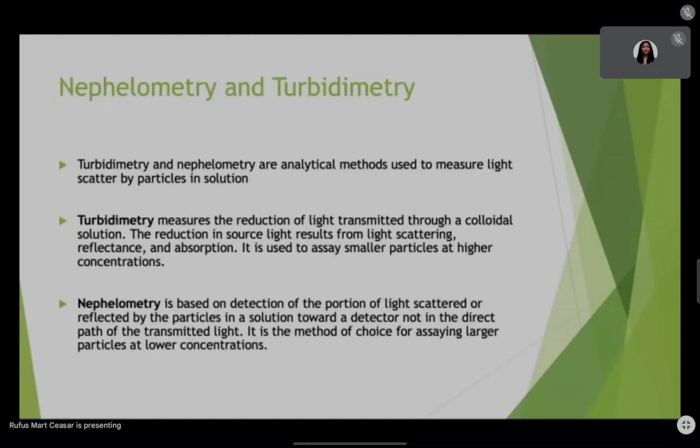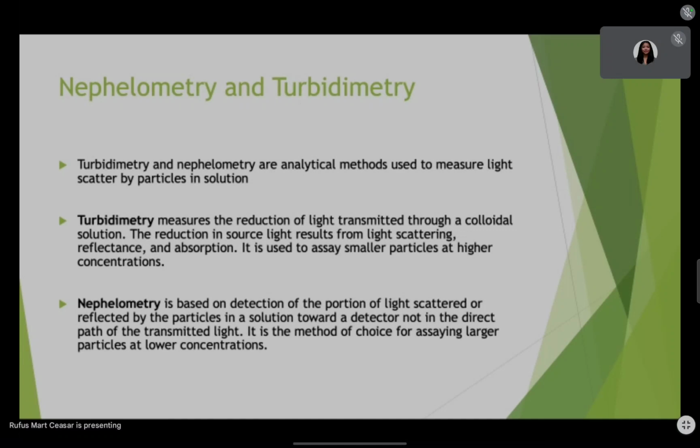Okay. Ito ay last na ng spectroanalysis natin. Next time ay mag-deal naman tayo, next week, sa chromatography, electroanalysis, mga cyclic voltammetry, ganyan. Lastly ay nephelometry and turbidimetry.